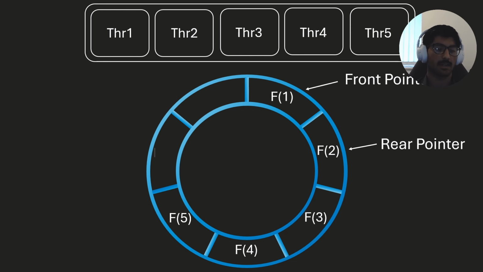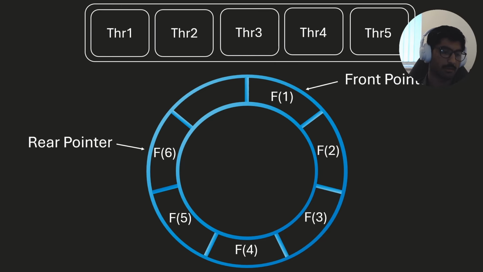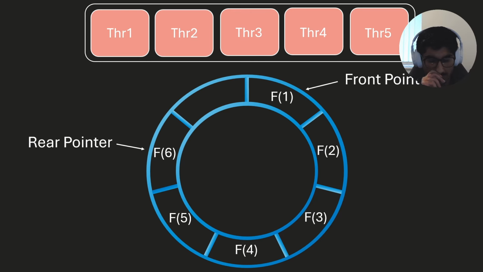So let's say I've added some more elements onto the queue, so F3, F4, F5, F6, so more functions or tasks as you can say, and then I'm going to move the rear pointer over to the front of the queue. Now let's say all the threads are waiting on a semaphore.